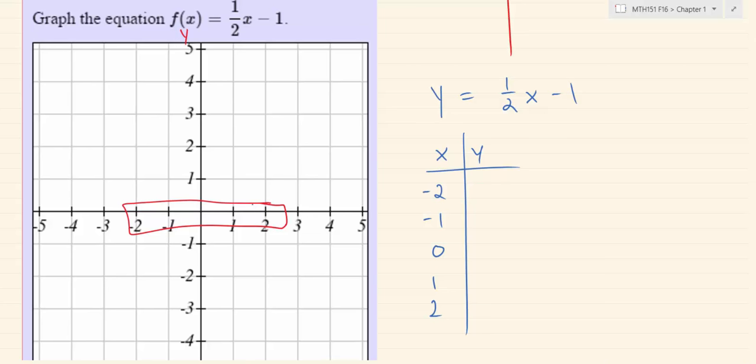You don't want to pick a number that's bigger than 5 because my graph is not bigger than 5, and I can't plot it, right? So sort of being aware of your environment. So these are nice numbers.